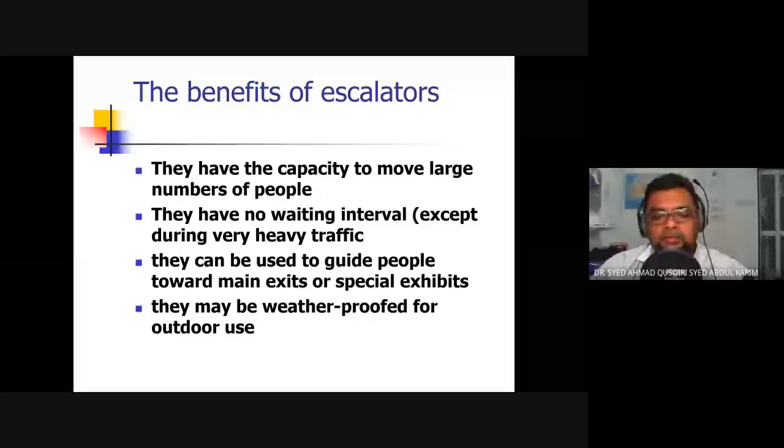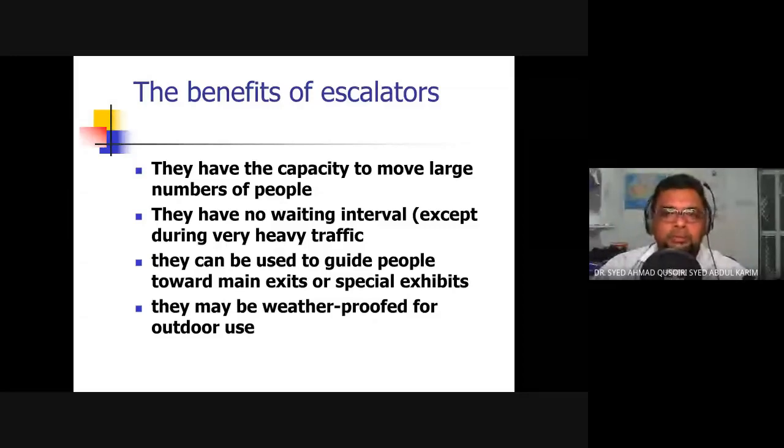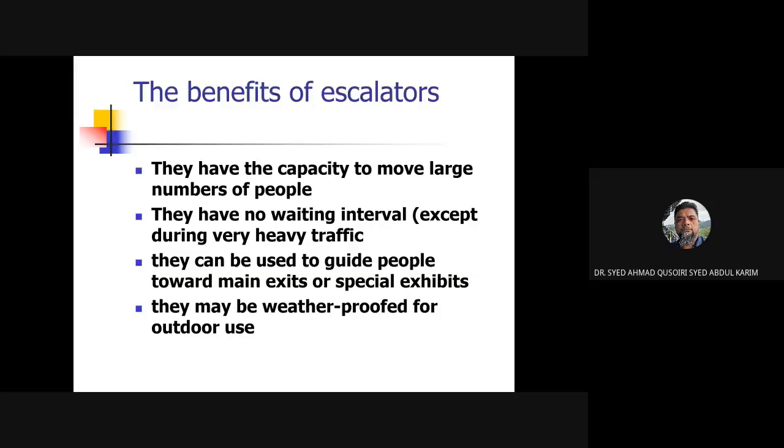They can be used to guide people towards the main exit or a special exhibit. So we can manipulate the movement of pedestrians, whether we want them to be in an area or we want them to see a certain part of the building. They may also be weatherproof, so an escalator can be set up for outdoor usage.